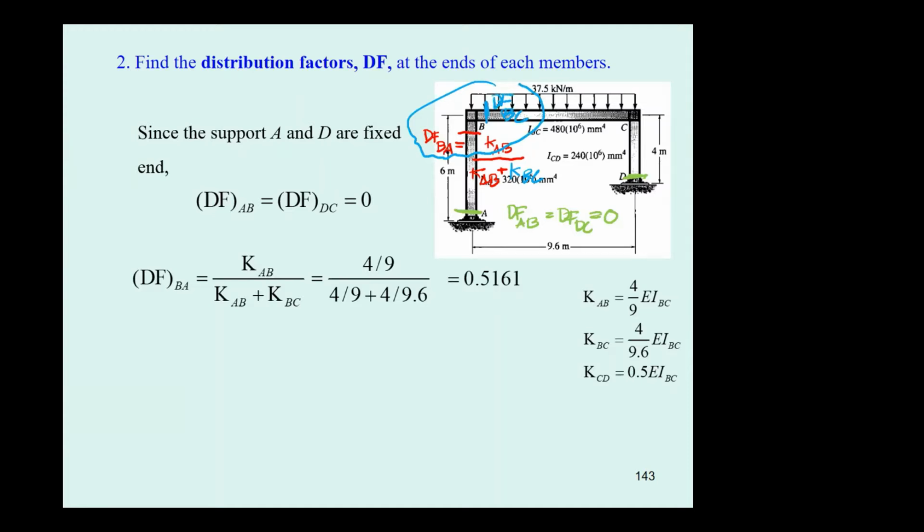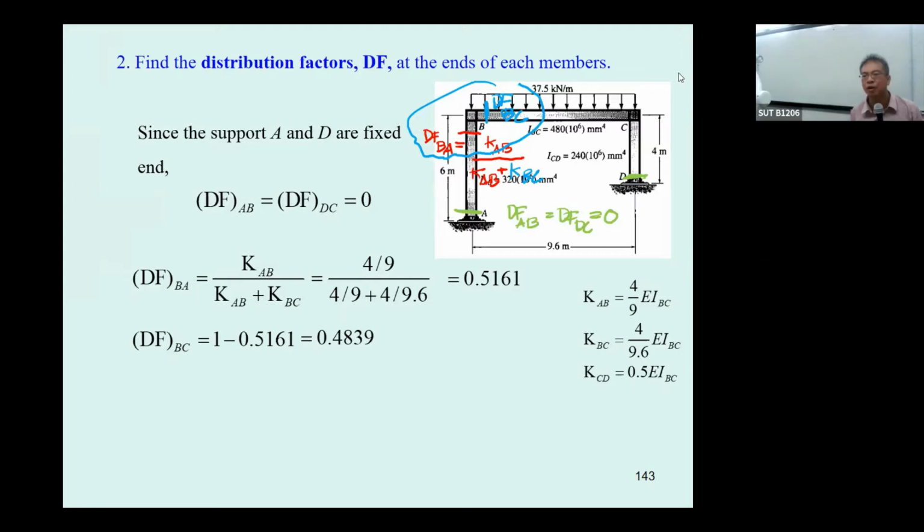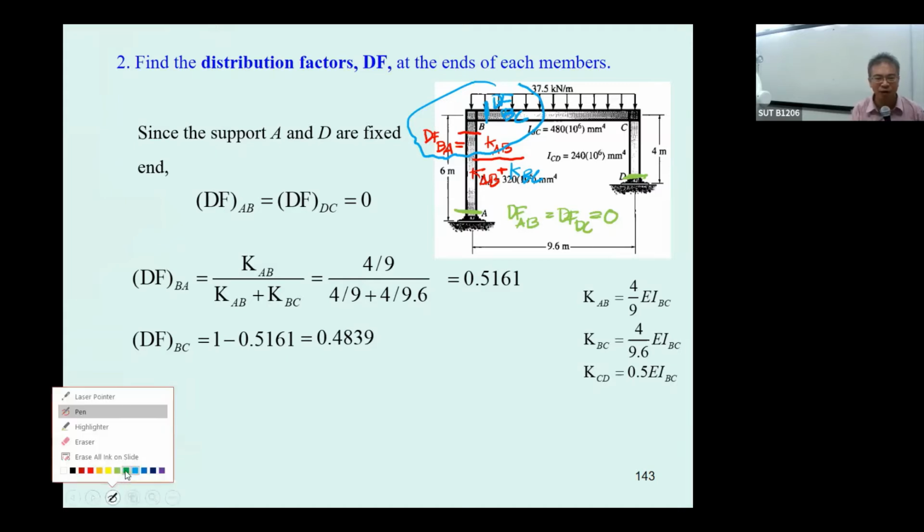And then all of the distribution factors, distribution factor BC plus distribution factor BA, must add up to 1. So just put 1 minus 0.5161, and then you will get the distribution factor for the member BC. And now for C over here, CB, just move it a little bit.